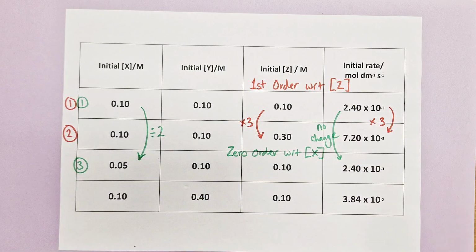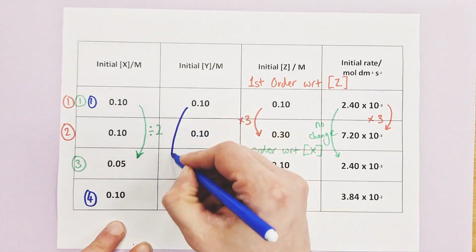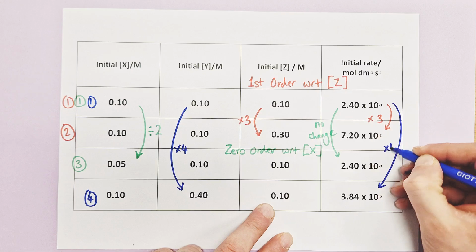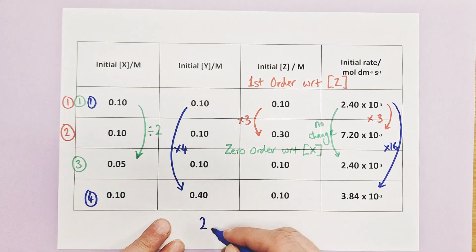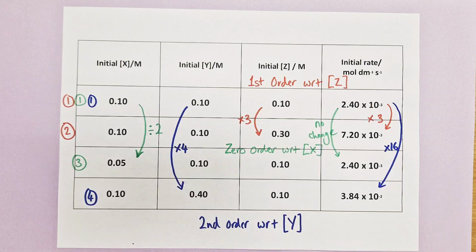And finally, we look at reactant Y. Now, Y between experiments 1 and 4 has been multiplied by a factor of 4, whilst the others haven't changed concentration, and the rate of reaction is increased by a factor of 16. This is a squared relationship, and therefore we conclude this is second order with respect to reactant Y.